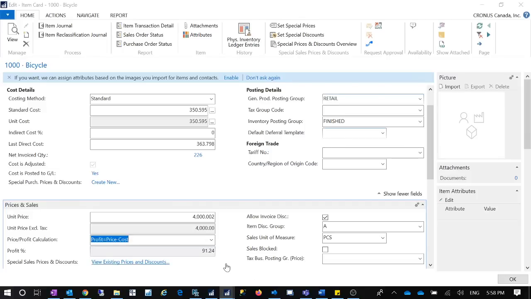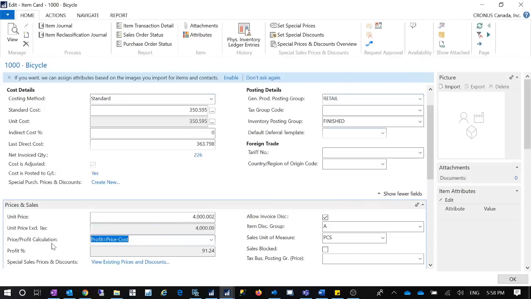Actually, this field is used to define the dependency of your profit percent, your unit price and your unit cost on the item card. Usually, depending on the costing method, your cost is already determined. Either you put in a standard cost, or if it's FIFO, then it depends on the direct unit cost on the last purchase line. So the cost is already determined, and there's not much room to change it.